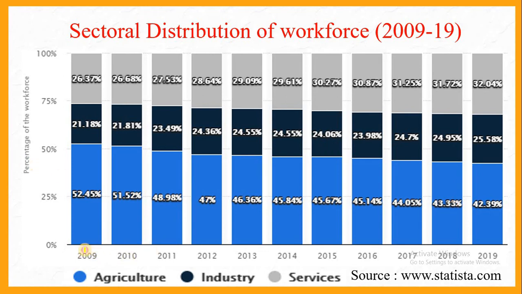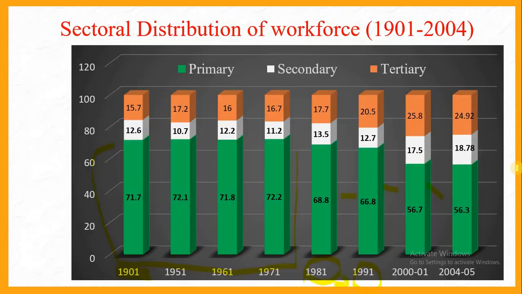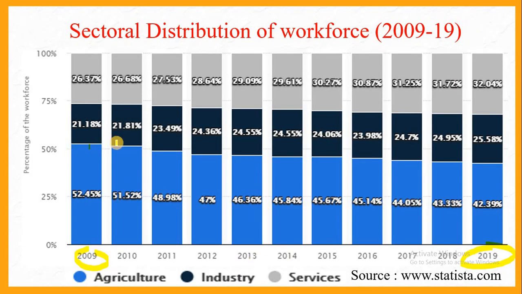You look at the statistics of 2009 and 2019, very recent. Last 10 years, 11 years, you look at how agriculture has reduced. See here, 72% till 1971. But within a matter of short span, we have seen reduction in agricultural activity. But the manufacturing sector has increased. See 21% here, and in 2019, 25% of the people engaged in manufacturing sector.